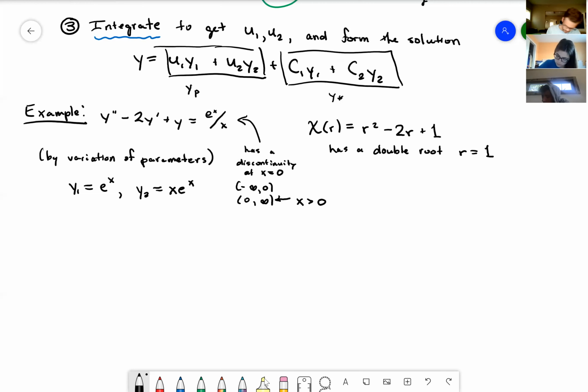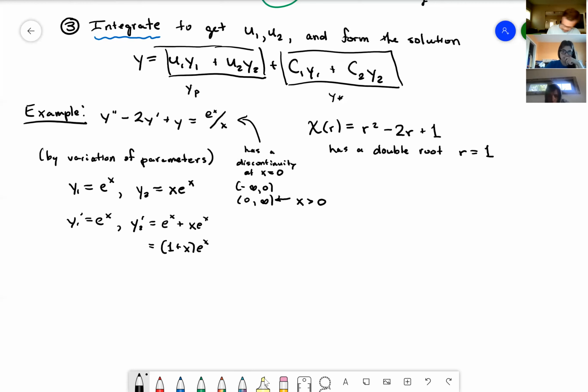Now we have a double root to this. We get our fundamental set of solutions. So what we get from this is y1 prime is still e to the x, and y2 prime is, well, we've done this derivative so many times, we should probably have it memorized at this point, but I don't. So it's e to the x plus x e to the x, which we can rewrite as 1 plus x times e to the x.